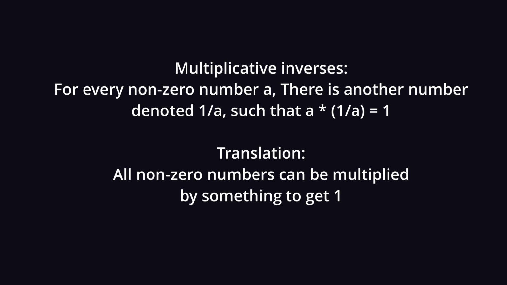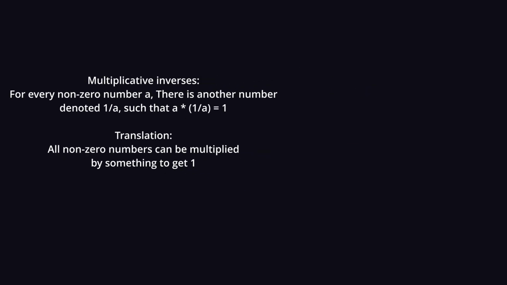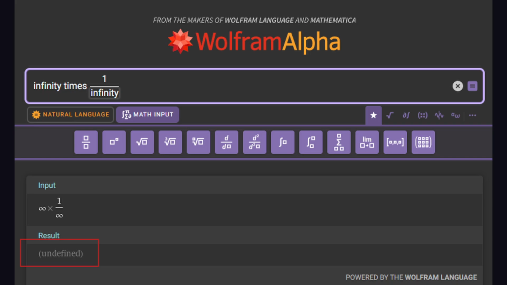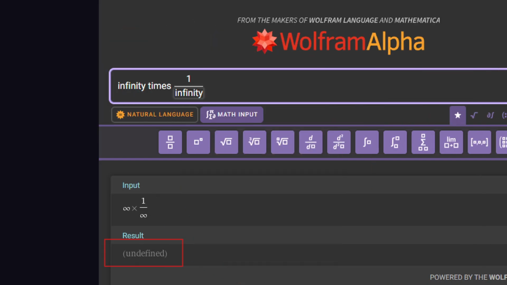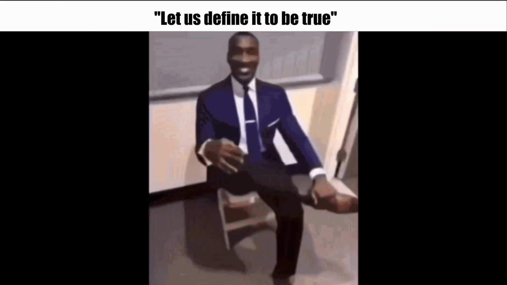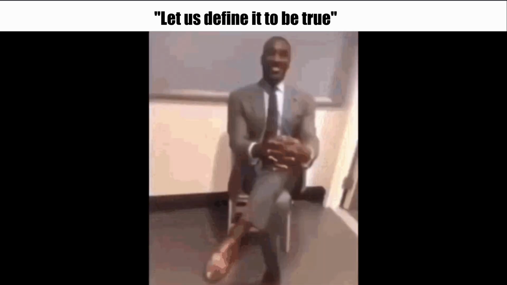For example, let's look at the multiplicative inverse rule. Does 1 over infinity have a multiplicative inverse? Or is there a number x such that 1 over infinity times x equals 1? You might think it's infinity, but not really. If you use Wolfram Alpha, you'll actually see that the answer is not true. Now, the astute among you might ask, well, why can't we just define infinity to follow the axioms? And that's a good question, but we'll need some more axioms to answer it. So let's move on to the order axioms.